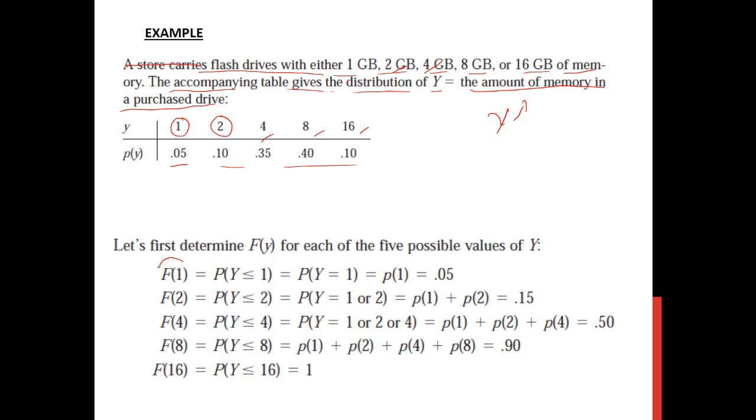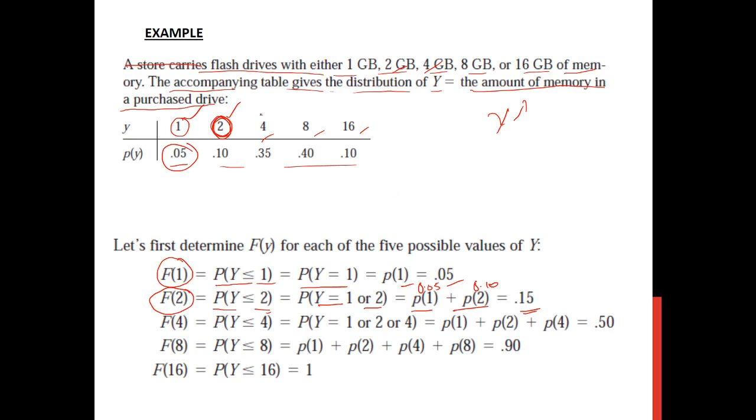So first, what will be F of 1? F of 1 is P of Y less than or equal to 1. The only value which is less than or equal to 1 is 1. So this is P of Y equal to 1, which is equal to p of 1, which is 0.05. Now F of 2 is P of Y less than or equal to 2. Less than or equal to 2 means it will count 2 and 1. So that is equal to the probability of Y equal to 1 or 2. That is p of 1 plus p of 2, which is equal to 0.15. Why? Because p of 1 is 0.05 and p of 2 is 0.10. So if we add this, we will get 0.15.